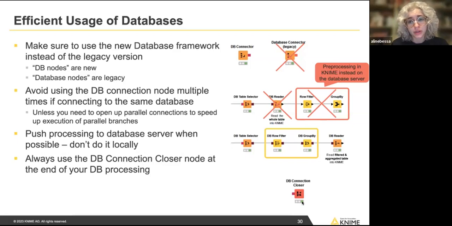And also in your workflows, please use the DB connection closer. We didn't talk about this node, but basically it closes the connection. It closes the communication with, say, SQLite or MySQL, and you use it once you're done playing with the system. So once you get the data inside KNIME, you can add this node here and close the connection.